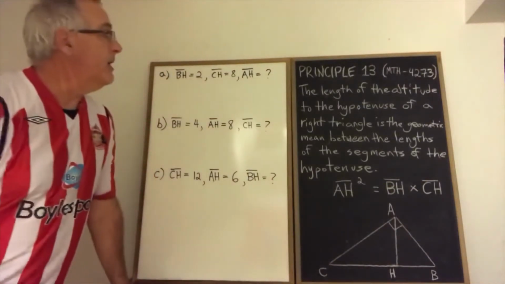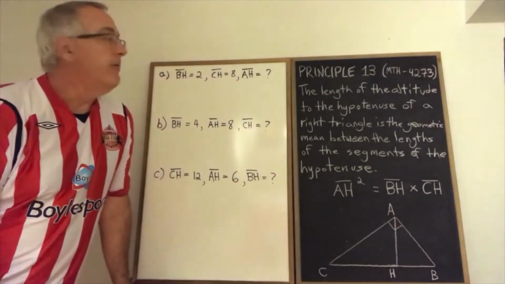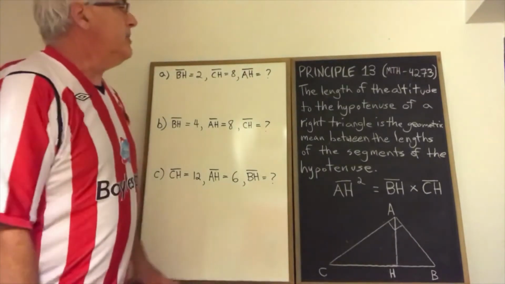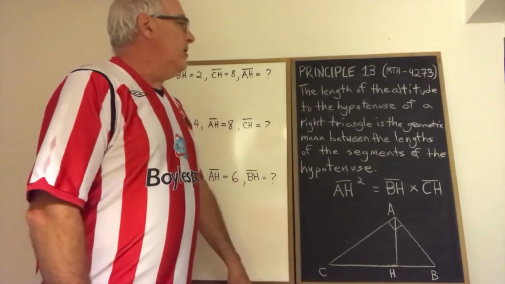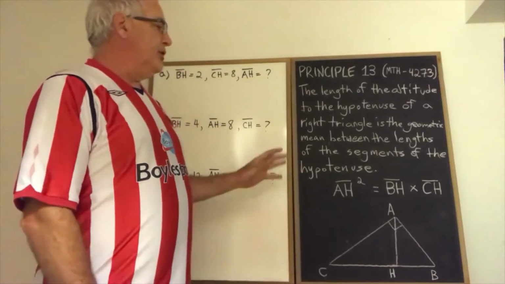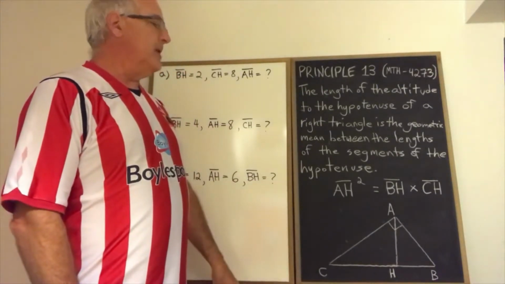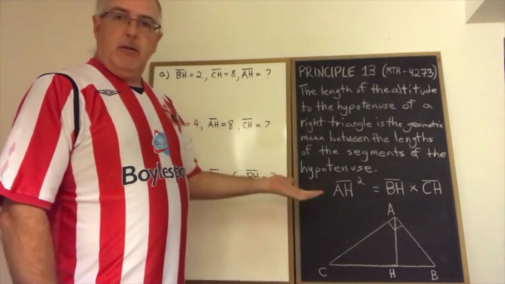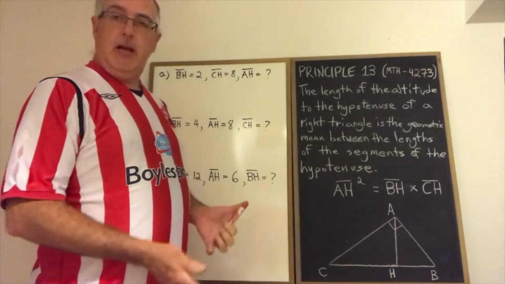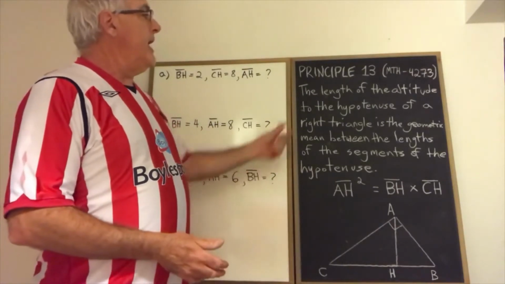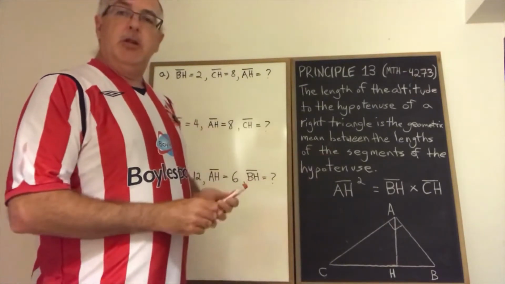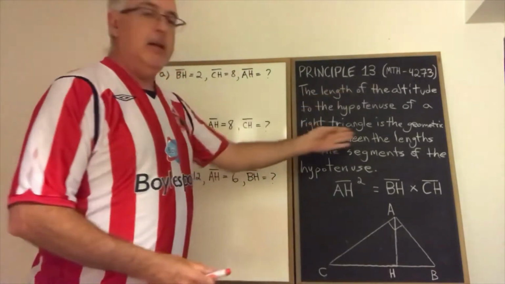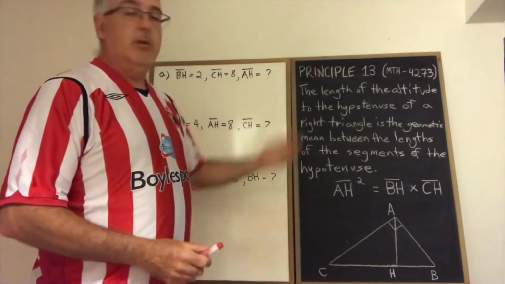Today's Daily Dose of Math is about Principle 13 from the MTH-4273 geometry course. Principle 13 states that the length of the altitude to the hypotenuse of a right triangle is the geometric mean between the lengths of the segments of the hypotenuse. This principle, along with many others, is attached to the final exam that the student writes for this course, and that's helpful because when justifying steps in their calculations, the student, instead of having to write out this whole sentence, is able to say, I'm using Principle 13.